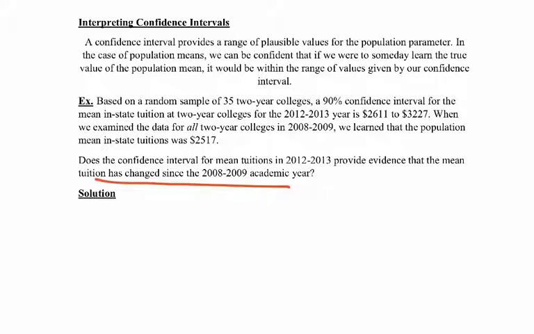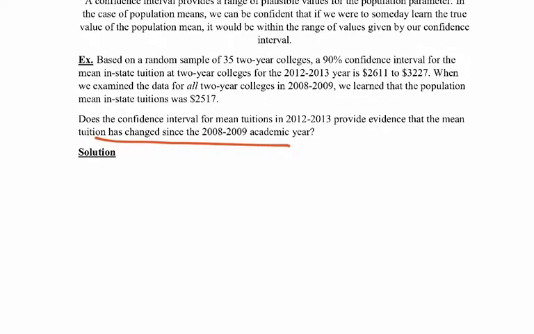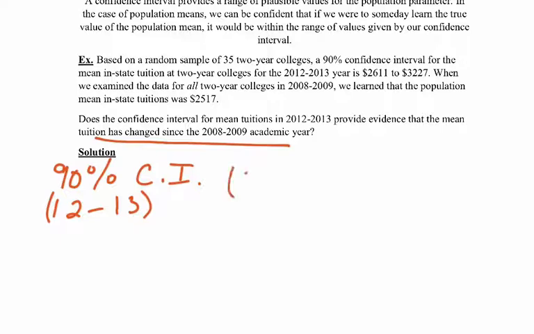So this is just kind of a logic question. There's nothing to calculate here. What we're saying is that the confidence interval, so we had a 90% confidence interval for the 2012-2013 year that told us we think the population mean is between these two numbers. Okay. Well, in 2008-2009, we had a population mean of only 2517.